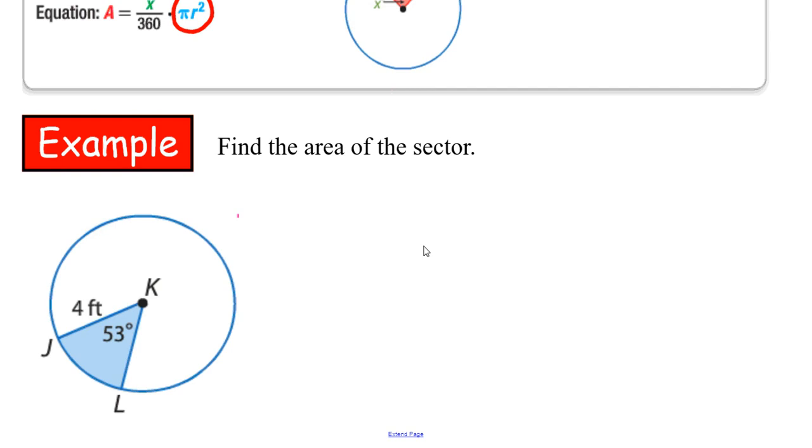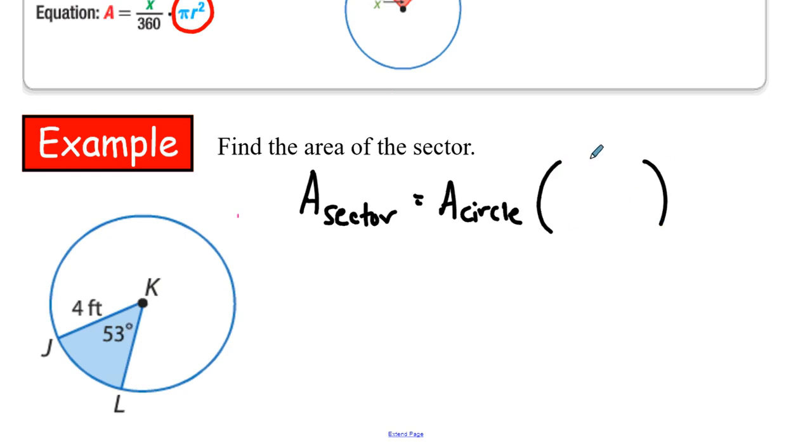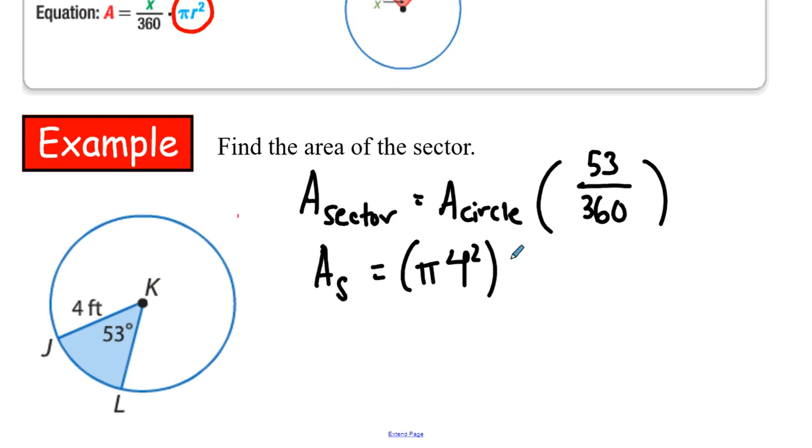Let's use it for the one down below. What is the area of just this shaded blue region? Well, we should probably first find the area of the entire circle, because we know the area of the sector has to equal the area of the circle multiplied by 53 out of 360 degrees around. So the area of the sector, I'll call it A sub S, is the area of the circle, pi times my radius of 4 squared, multiplied by 53 out of 360. This will just end up being 16 pi.